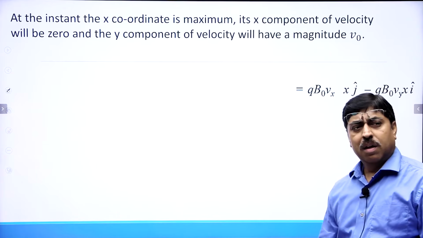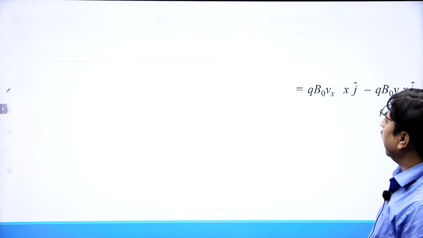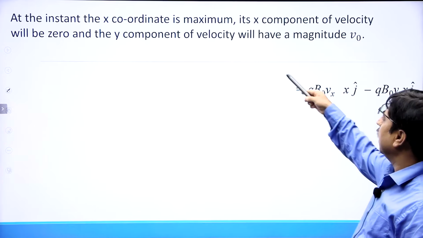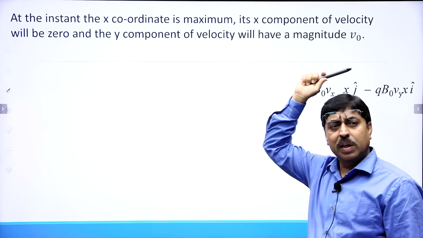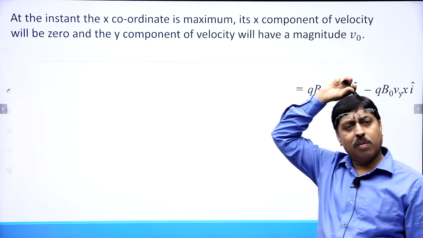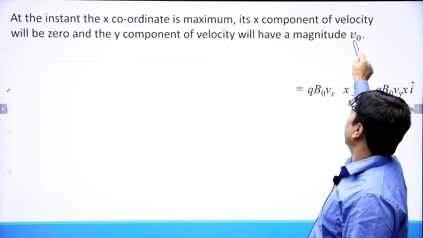And then at the instant the x coordinate of the particle is maximum, its x component of velocity will be 0 and the y component of velocity will have magnitude v0. Very good.